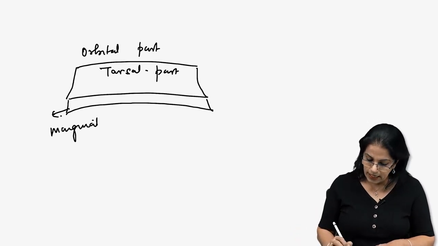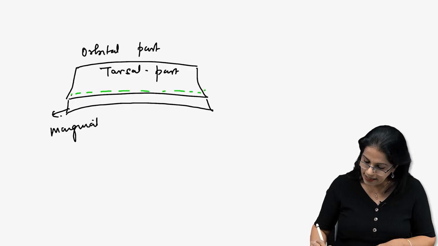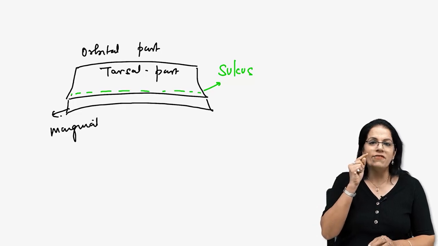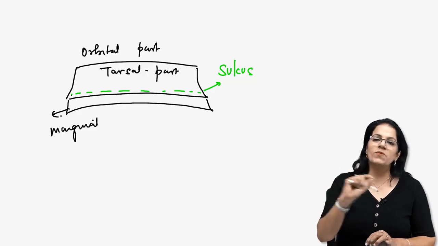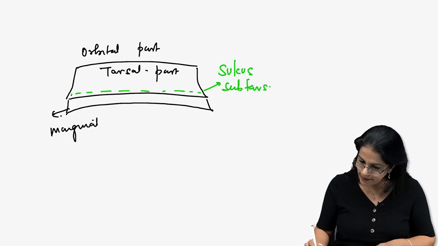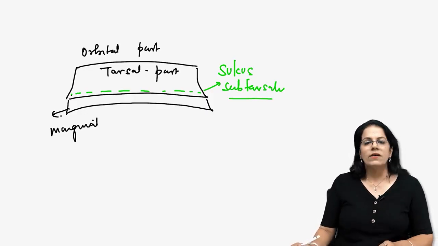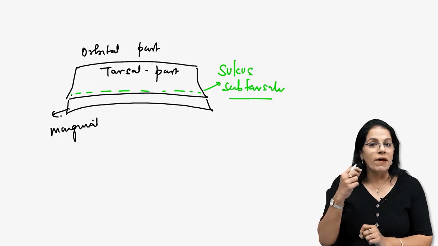And fourth, very important, where the marginal and tarsal meet, at this junction there is a little sulcus, okay, and this sulcus is what is called sulcus subtarsalis. Do you understand? Think about your lid. If this is the margin, just where the tarsal part is starting, there is a little bit of groove. That groove is what we are calling sulcus subtarsalis. Again, we have to remember this, that mainly foreign bodies can get impacted over there.